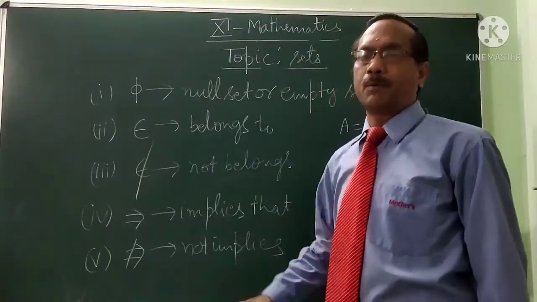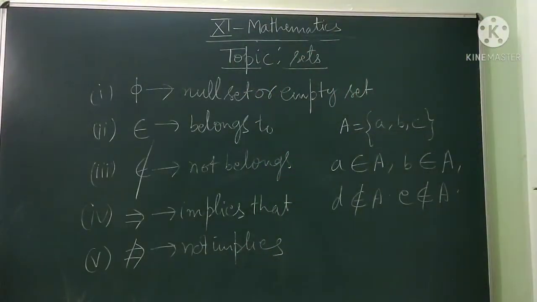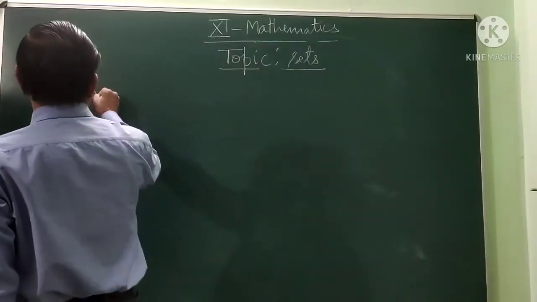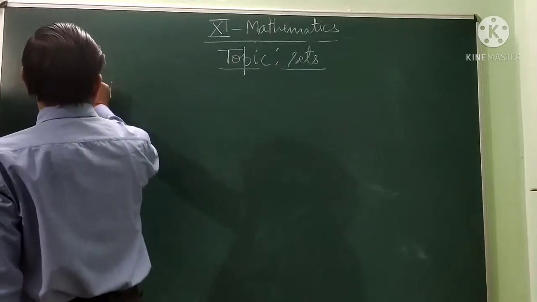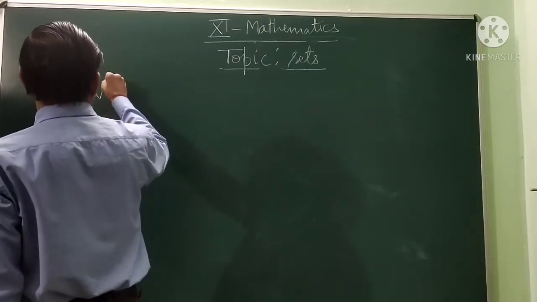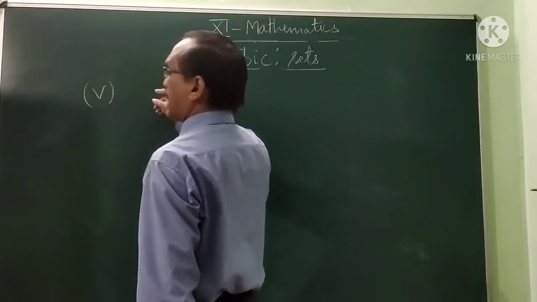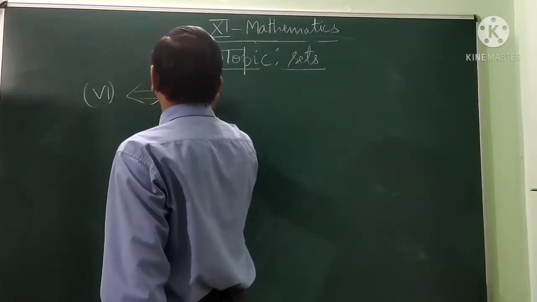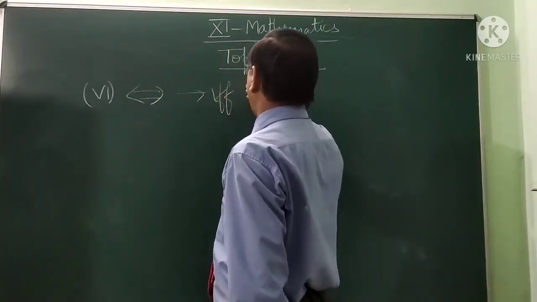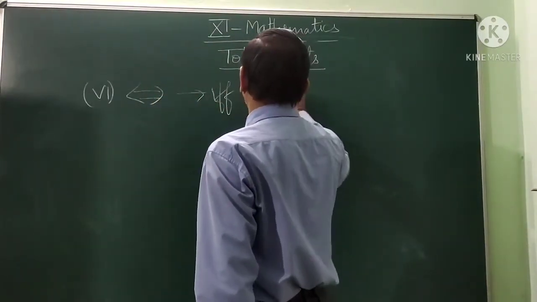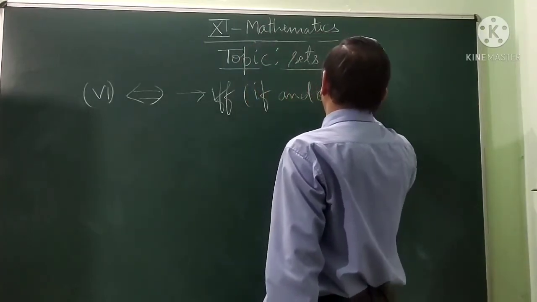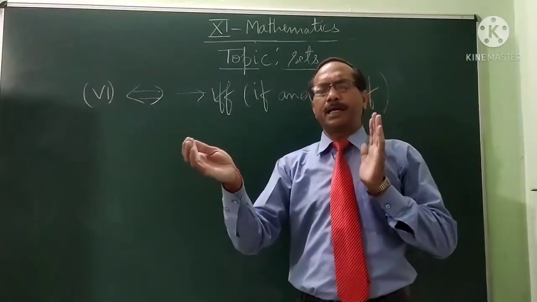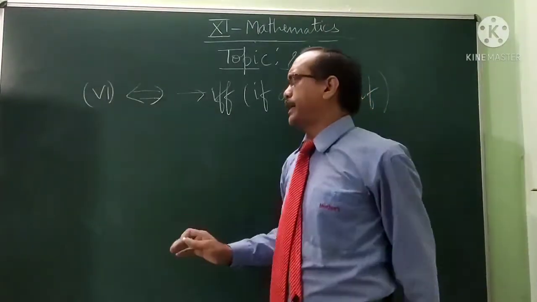Now you can see some more signs. Student, now there are some more signs. There is a sign. It is if and only if. It means the statement is valid from both the sides.